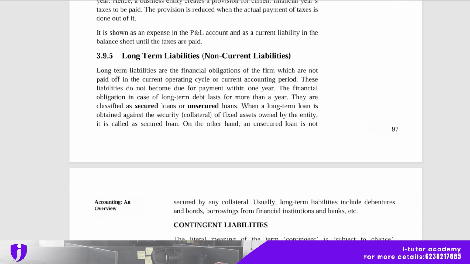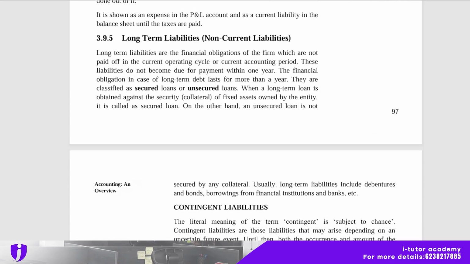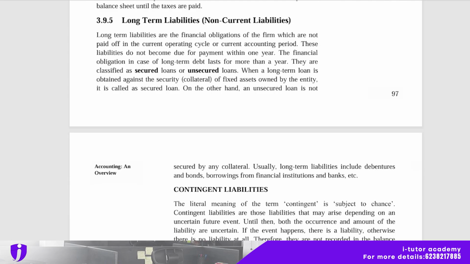Next is long-term liability or non-current liability. Long-term liabilities are the financial obligations of the firm which are not paid off in the current operating cycle or current accounting period. These liabilities do not become due for payment within 1 year. The financial obligation in case of long-term debt lasts for more than a year. They are classified as secured loans or unsecured loans.